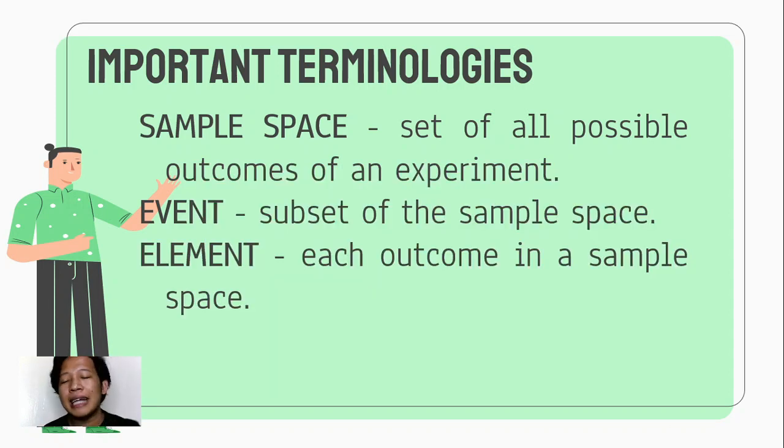Okay? And the last one is element. An element is each outcome in a sample space. So, itong two tails na to, tinatawag po natin siyang element. Itong two heads na to, tinatawag din natin siyang element. Basta lahat ng posibleng outcome na nasa sample space mo ay tinatawag natin na element. But if you pick one element and you get its probability, then that becomes the event that you are after too.